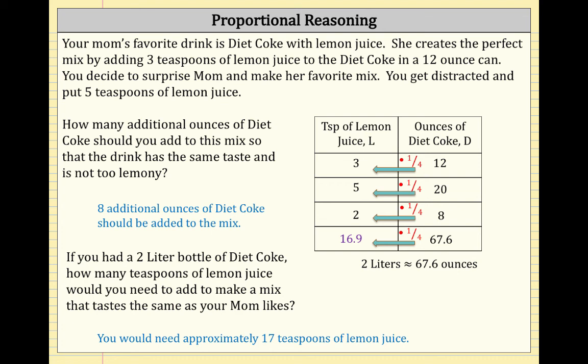And so this is how we use proportional reasoning to find the answer to how you keep a mixture preserved so that it has the same taste as before. Now, looking at the equation, the relationship between the number of teaspoons of lemon juice and the ounces of Diet Coke is that the number of teaspoons of lemon juice is exactly 1/4 times D. We can see it from the table as well. That's how the teaspoons of lemon juice and the ounces of Diet Coke relate through that constant multiple.